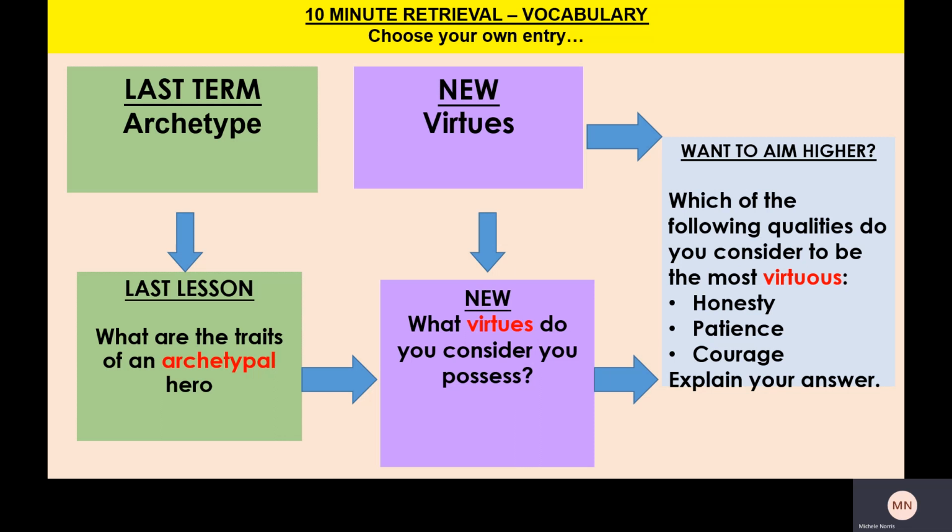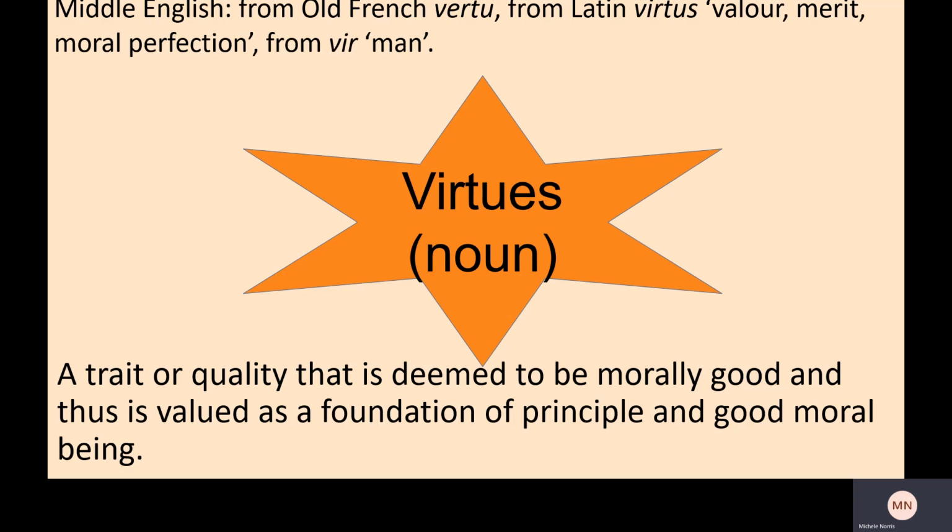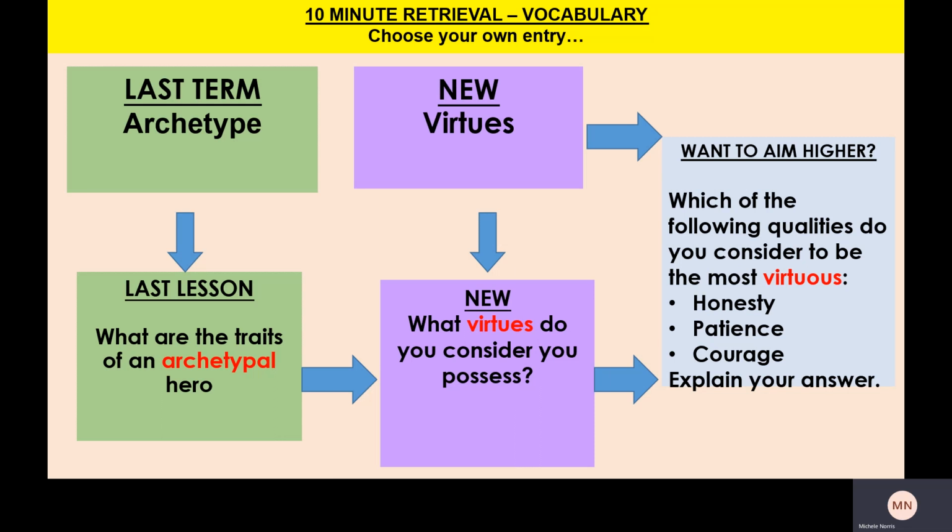Your second keyword is virtues. Let's have a look and see what that means. Virtues is a trait or quality that is deemed to be morally good and thus is valued as a foundation of principle and good moral being. So, what virtues do you consider that you possess? And if you want to aim higher, which of the following qualities do you consider to be the most virtuous? Honesty, patience, courage. Pick one of those and then explain your answer.